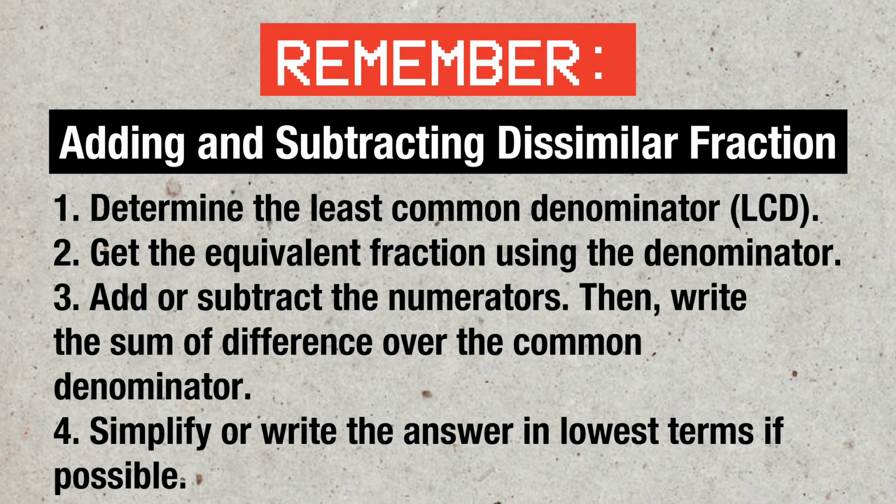Alright. Just remember this when adding or subtracting dissimilar fractions. 1. Determine the least common denominator or LCD. 2. Get the equivalent fractions using this denominator. 3. Add or subtract the numerators. Then, write the sum or difference over the common denominator. Then finally, number 4. Simplify or write the answer in lowest terms if possible.